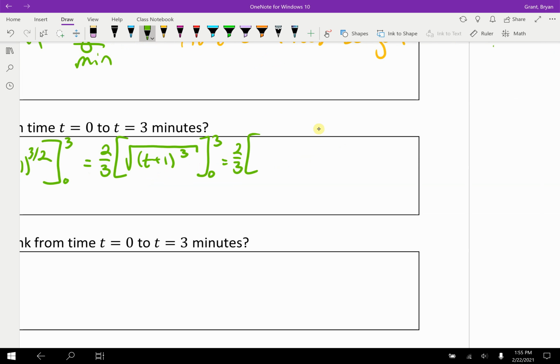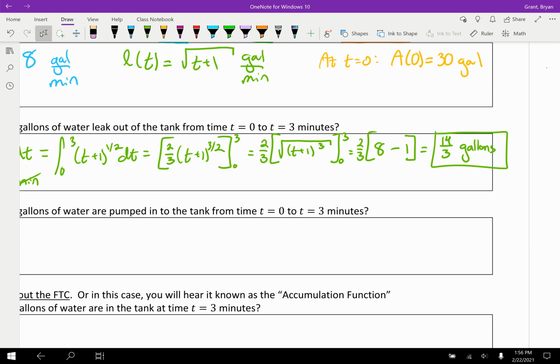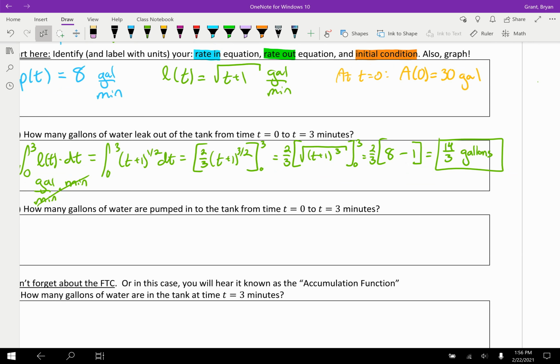2/3. We substitute in 3. 3 plus 1 is 4. Square root of 4 is 2, and 2 cubed is 8. Minus, now we substitute in 0. 0 plus 1 is 1. 1 cubed is 1. Square root of 1 is 1. And so I'm looking at 14/3 gallons. Watch those units. So from time t equals 0 to t equals 3, 14/3 gallons have leaked out.